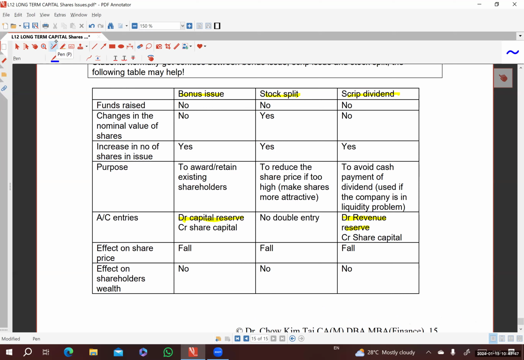In the next video, we look at how we value a share, how we put a value on a share.